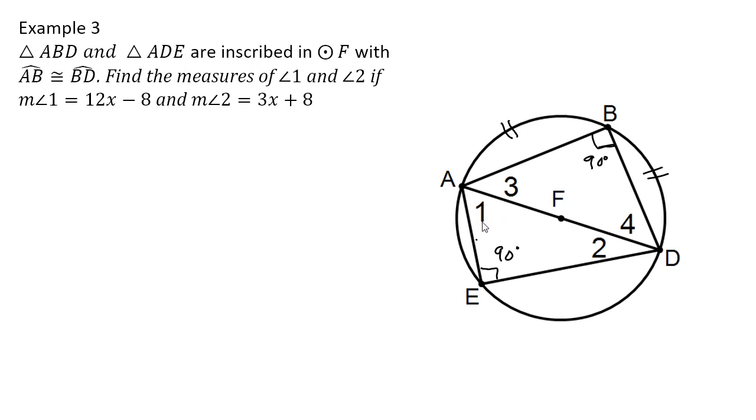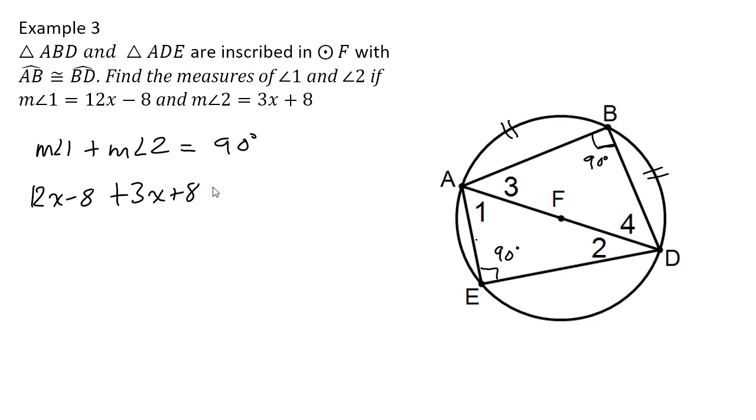Now that we have determined that we have a 90-degree angle, based on the angle sum theorem, angle 1 plus angle 2 plus 90 degrees should be 180. Therefore angle 1 and angle 2 are complementary, meaning the measure of angle 1 plus the measure of angle 2 should be 90 degrees. So 12x minus 8 plus 3x plus 8 is equal to 90. We have 15x is equal to 90, and dividing by 15, we get 6.